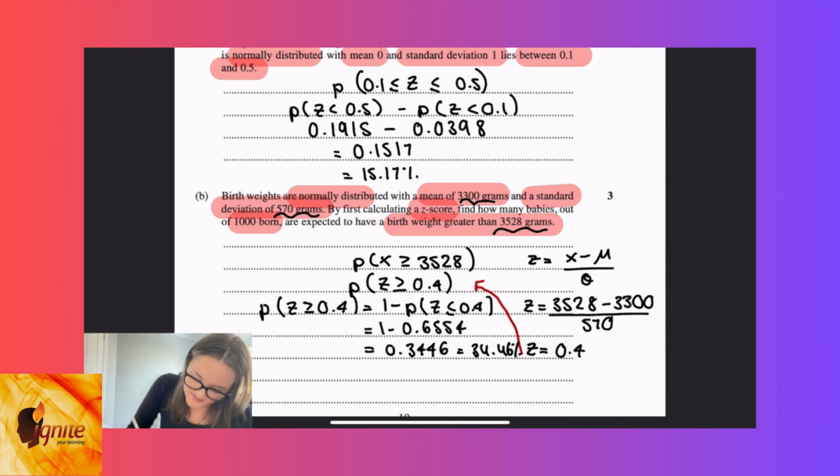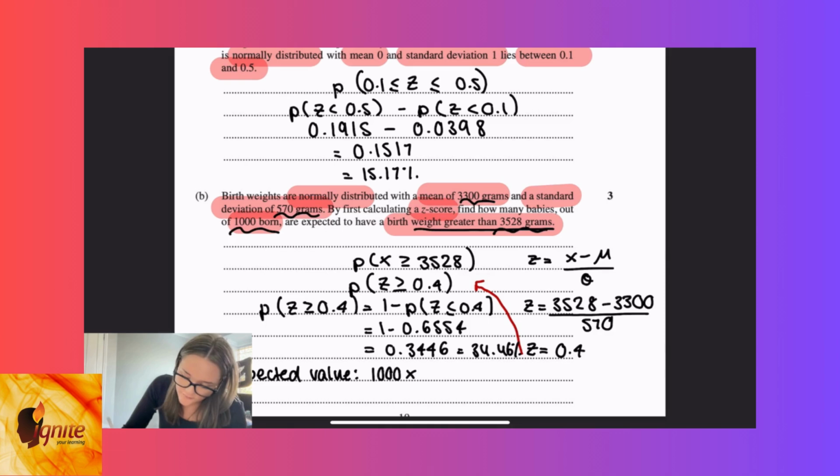So this question then wants us to wrap up by finding the expected value. We know that 34.46% of babies born are going to have a weight greater than 3,528. So if 1,000 are born, we just have to find 1,000 times 34.46%, which is going to give us 344.6 babies. Rounding that up, we get 345 as our final answer.